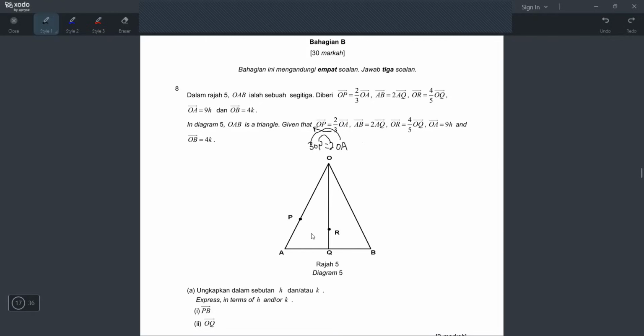So the OP ratio is 2. Label here, 2. And then the OA ratio is 3. OA is the whole thing, 3. It means here is 1, because I want the PA ratio. So the whole thing is 3, 3 minus 2 is 1. Okay, done.